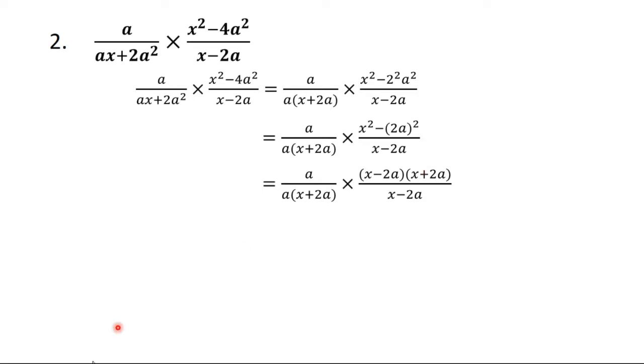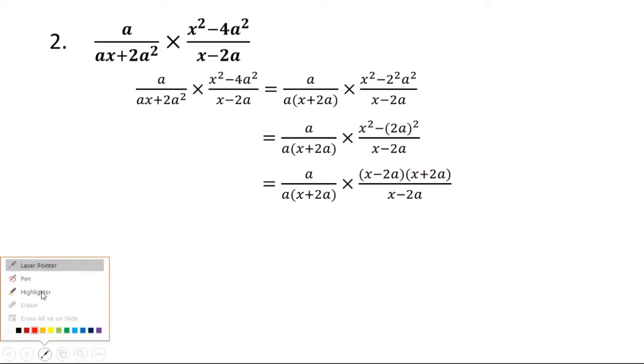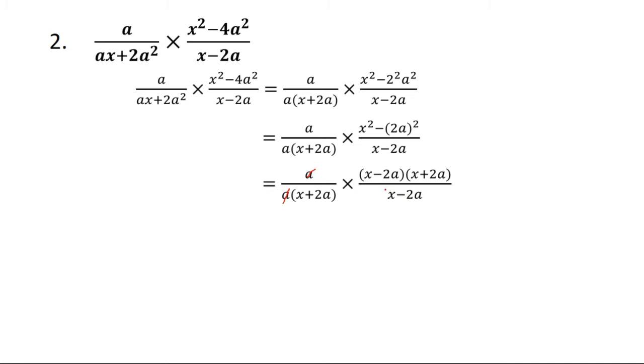Now since we factorize everything out, you look for common factors and cancel. So we can see from here that a here is a factor, so a can cancel a. Remember, what is on the numerator cancels what is on the denominator. Now when you come here, we have x minus 2a as a common factor. We have s minus 2a here, so s minus 2a in the here can cancel this s minus 2a.